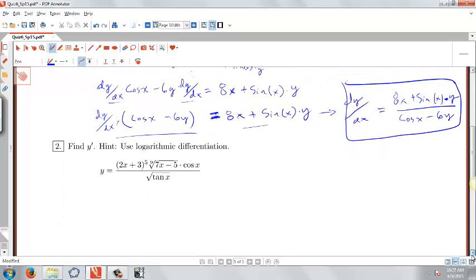Okay. Now, this one explicitly tells me to use logarithmic differentiation. And the steps of logarithmic differentiation are: 1, we take ln on both sides. 2, simplify, using ln properties. Then 3, we use implicit differentiation.